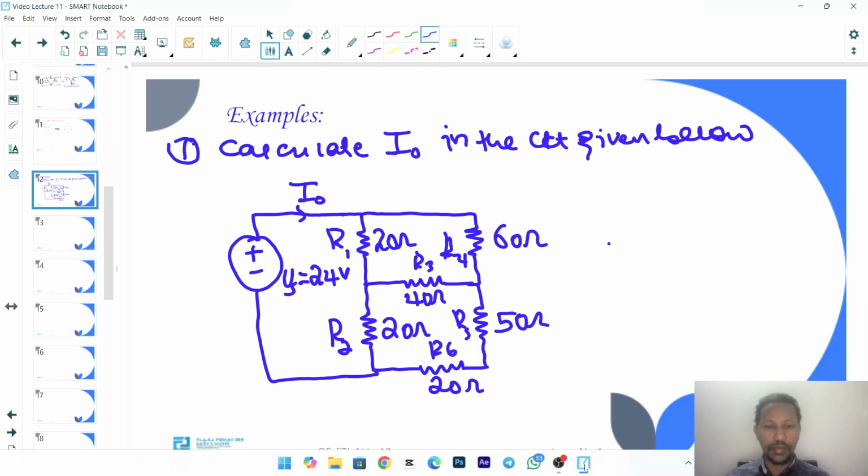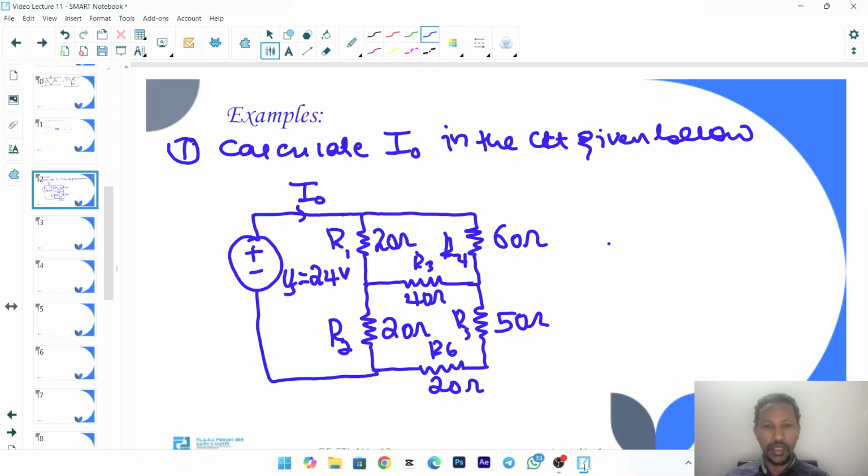In the last session, we have seen how we can convert the Delta network to Wye network and Wye network to Delta network, and we have derived the very important formulas. Now let's see examples which use either of the two conversion steps.